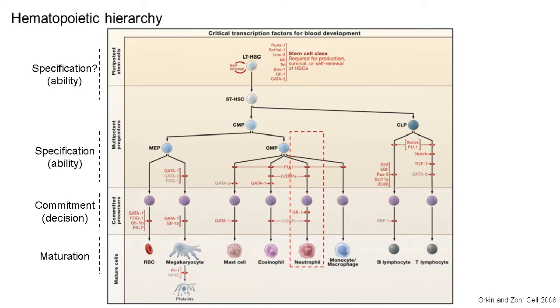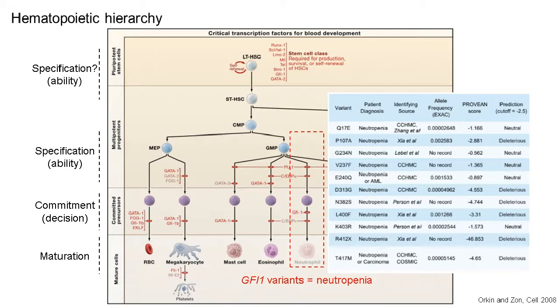And so this hierarchy is currently being challenged in the field, and additional cell states have been identified. But today we'll focus on the development of neutrophils, and there are several stages in the development of neutrophils, including specification, or the ability to form neutrophils, commitment, or the decision to stick with the neutrophil lineage, and also maturation of the mature neutrophils. The formation of mature neutrophils is controlled by a number of transcription factors, including GFI1.